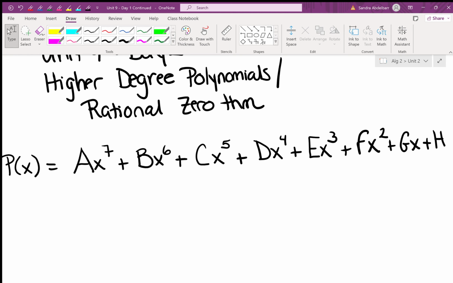All right, what is the degree of this polynomial? 7. How do you identify the degree of a polynomial? Good, Dylan. It is the highest exponent. If I were to ask you for the zeros or the roots of this polynomial, what am I asking for?